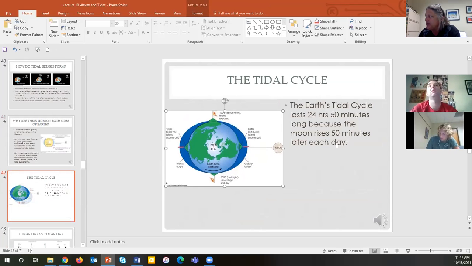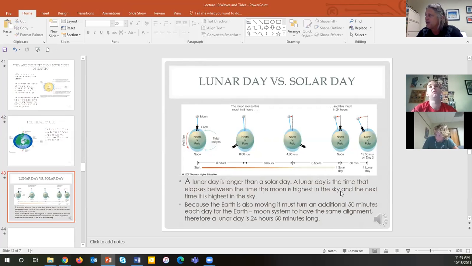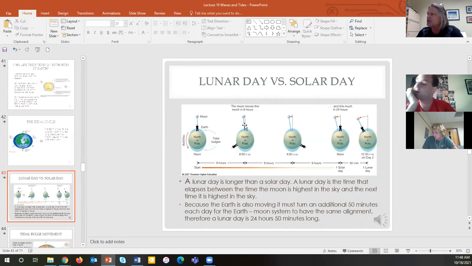The tidal period is 24 hours and 50 minutes because the moon rises 50 minutes later each day. So 24 hours and 50 minutes is a tidal day. The reason for that is the moon moves slightly around Earth. So Earth spins once every 24 hours, but the moon's moved. So it takes another 50 minutes to get to where the moon's directly where it was the day prior. That's called a lunar day. A lunar day is 24 hours and 50 minutes, where a solar day is 24 hours.